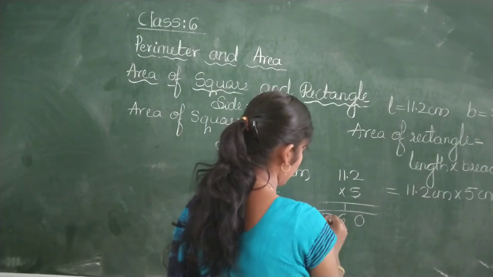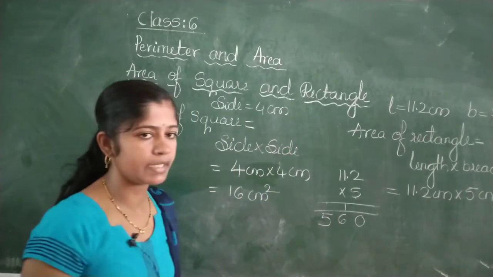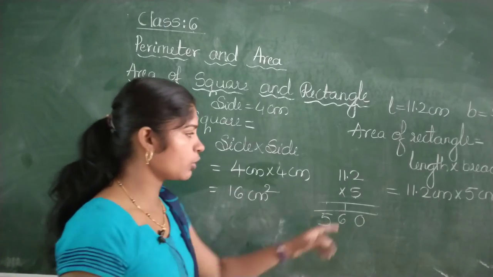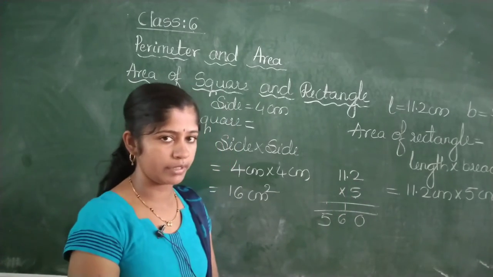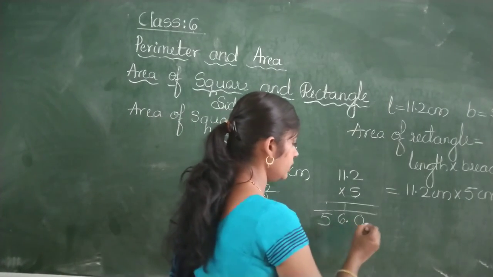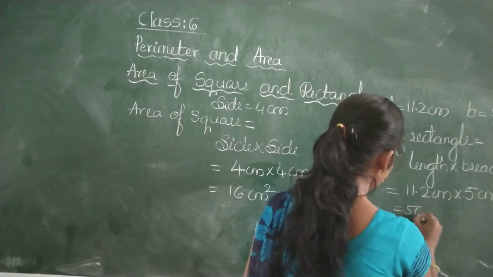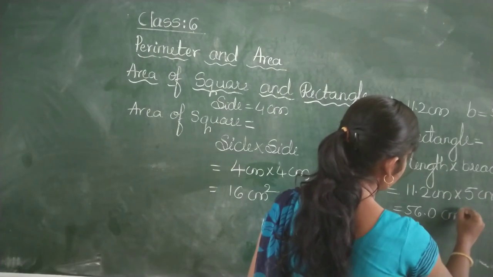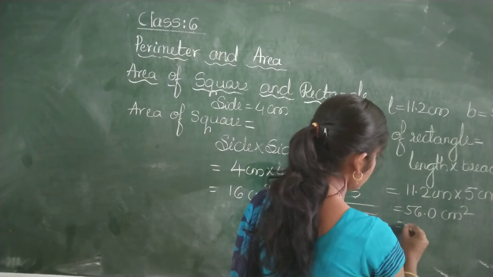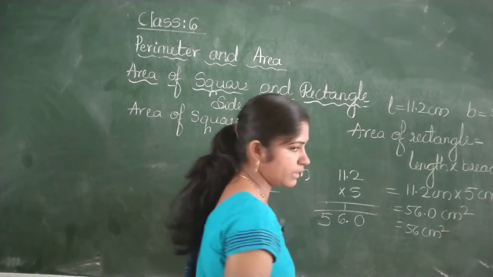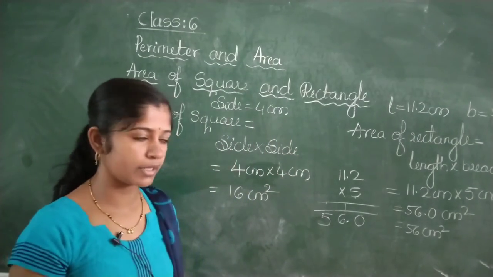5 ones are 5. Most of the students are directly writing 560, but it's completely wrong. Why? Because here is the decimal point. After how many digits? 1 digit. So you have to give the point here. Now it becomes 56.0 centimeter square. 56.0 is nothing but 56. You have to write 56 centimeter square. I hope you are getting my point.